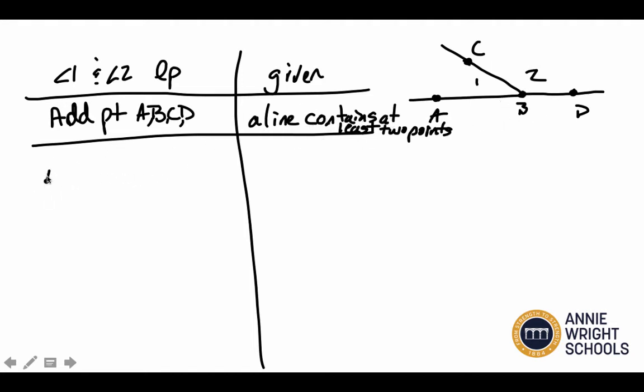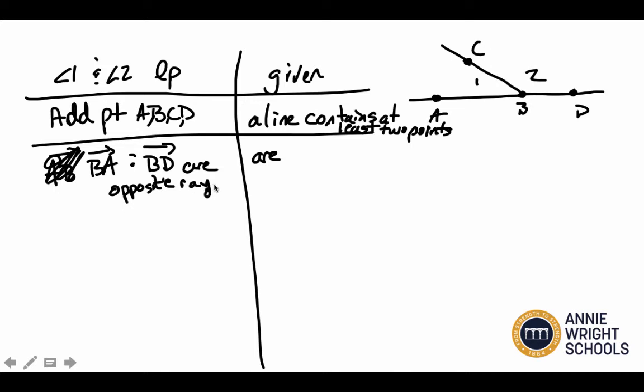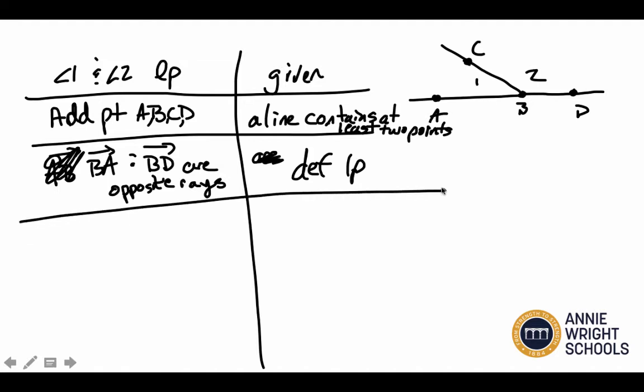Now I'm going to say that ray BA and ray BD are opposite rays. Sorry, that's over here. Are opposite rays. And the reason for that is definition of linear pair. The definition of linear pair says the non-shared sides are opposite rays.